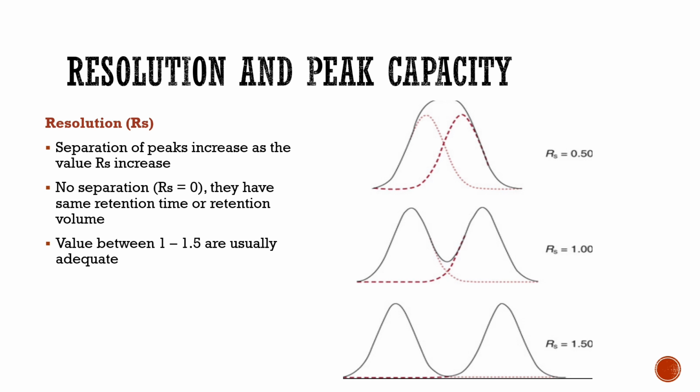Here you can see different resolutions where the separation of peaks increases as the resolution increases. You can see here when the resolution is 0.5, increasing to 1, increasing to 1.5. So it is ideal and adequate to have it between 1 and 1.5. A resolution of 0 means that no separation occurred.